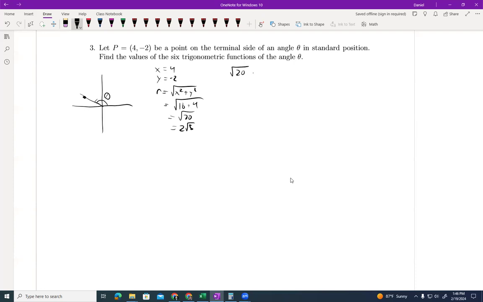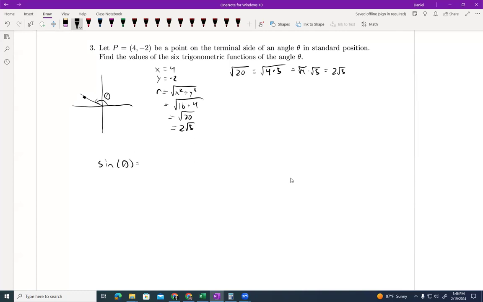well, square root of 20 is the same thing as the square root of 4 times 5, just pulling out a perfect square. Square roots distribute over multiplication and division, but not addition and subtraction. So we're fortunate this is multiplication. So this is the square root of 4 times the square root of 5, and of course, square root of 4 is 2, so 2 times the square root of 5. So there we have it. Now we have our x and our y and our r, so we're ready to compute sine and cosine and all the other stuff.